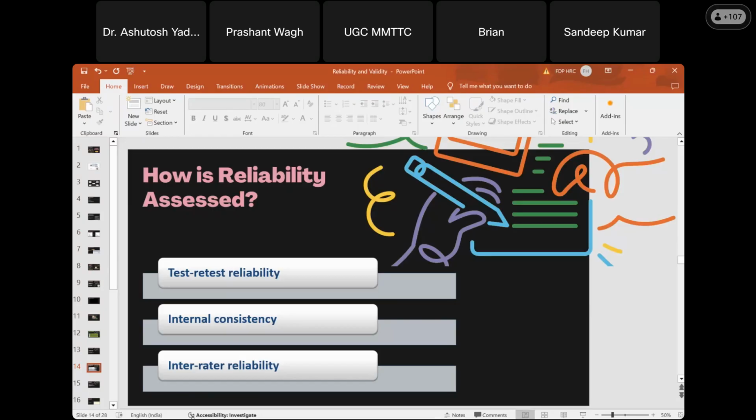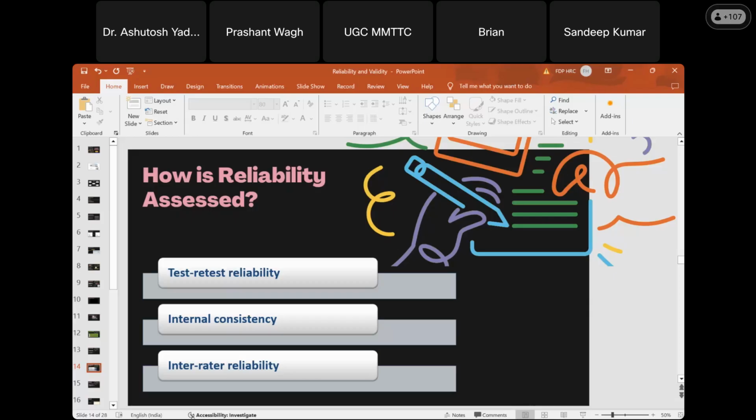Okay, and accordingly, हमारे 3 टाइप्स की कंसिस्टेंसी होती है ओवर टाइम, जिसको हम टेस्ट रीटेस्ट रिलायबिलिटी बोलते हैं, अक्रॉस आइटम्स जिसको हम इंटरनल कंसिस्टेंसी बोलते हैं, एंड अक्रॉस डिफरेंट रिसर्चर्स जिसको हम इंटर रेटर रिलायबिलिटी बोलते हैं.